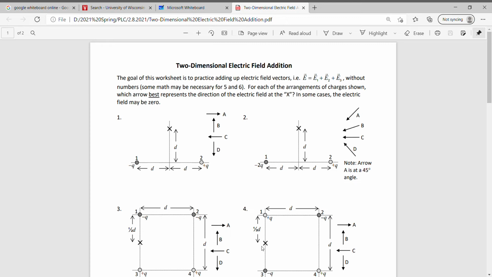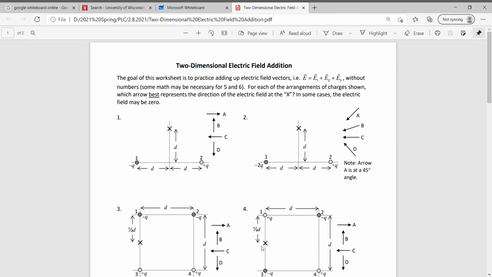So this is the second worksheet that we go through on Monday, and it's about two-dimensional electric field addition. It's all about vector addition, which I understand is hard because many of you haven't touched vectors for 1 or 2 years, and yes, it's hard to bring those things back. Okay, so let's go through this worksheet together.